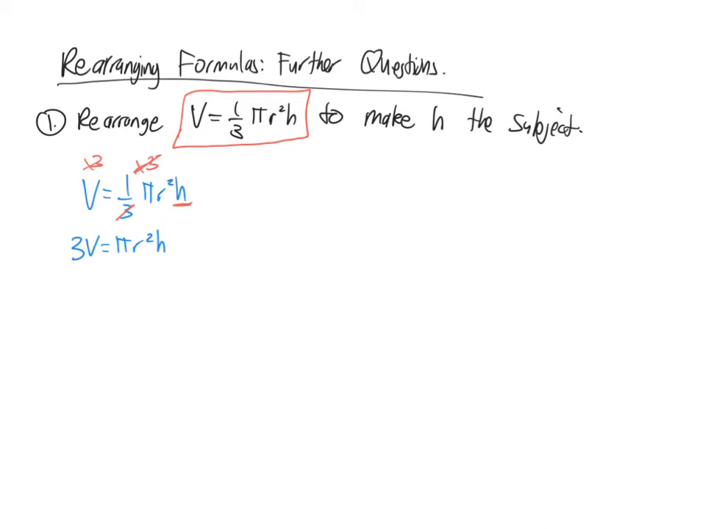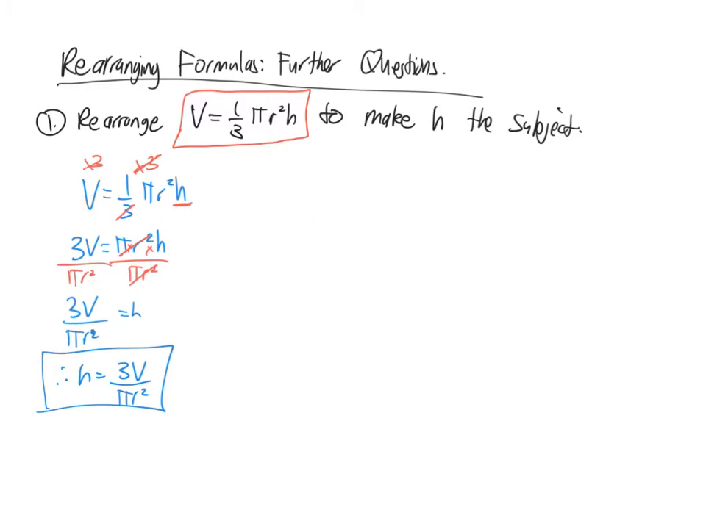There's obviously a times between these. So let's divide by pi r squared. So we have now 3v on pi r squared is h, which means h equals 3v on pi r squared. And that is my first answer, getting h by itself. So getting rid of the fraction, then dividing by the other things. Don't forget, this 1 is still here, but obviously 1 pi r squared is the same as pi r squared.